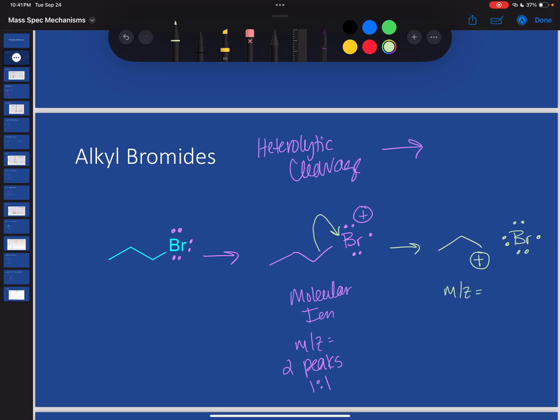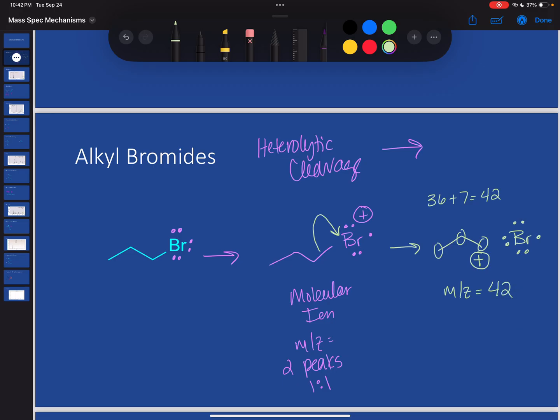The mass to charge ratio for our propyl group is going to be, let's see, I have 3 carbons. 3 times 12 is 36. Then I should have 3, 5, 7 hydrogens. So I'm getting 42 for my propyl group. So my mass to charge ratio should be 42.